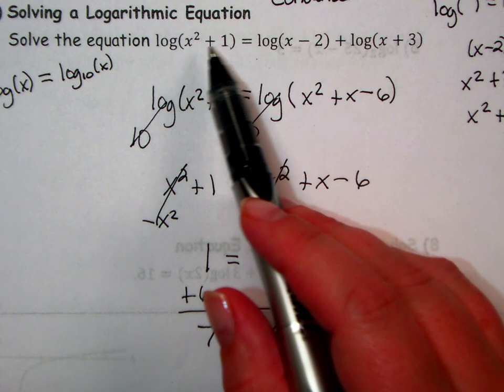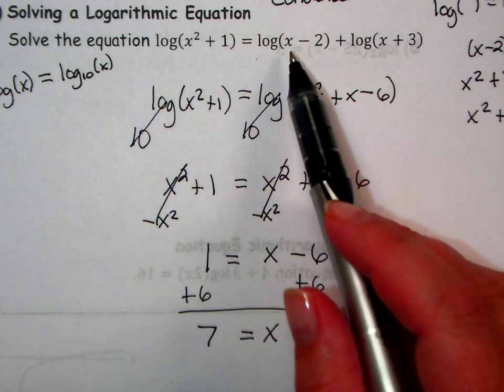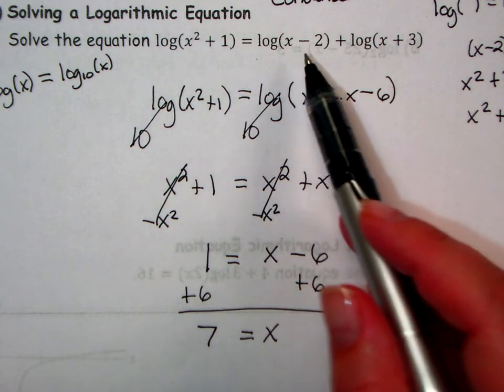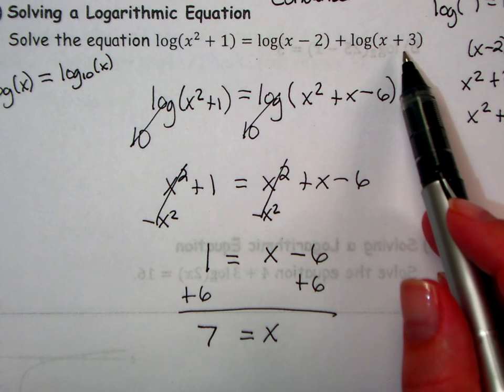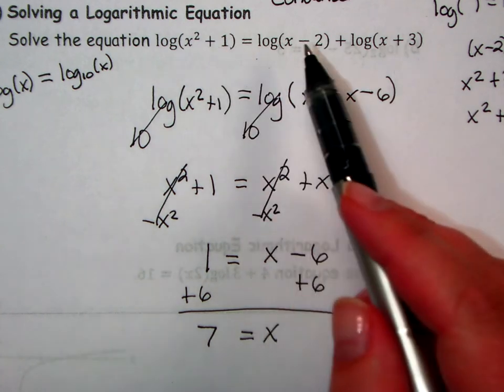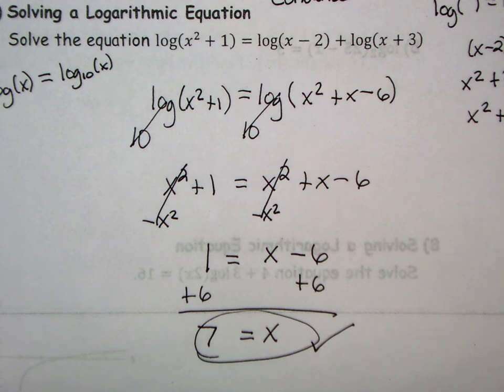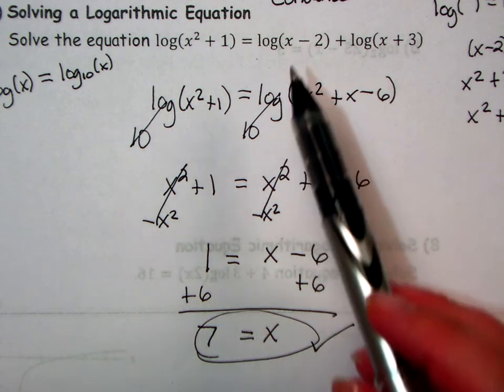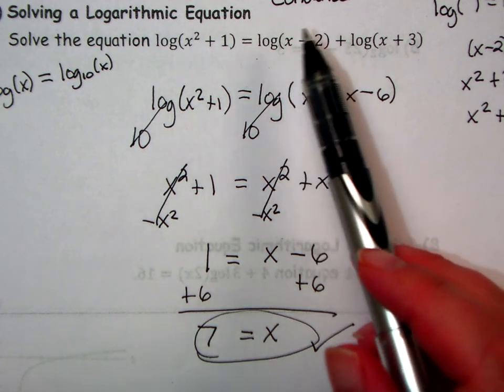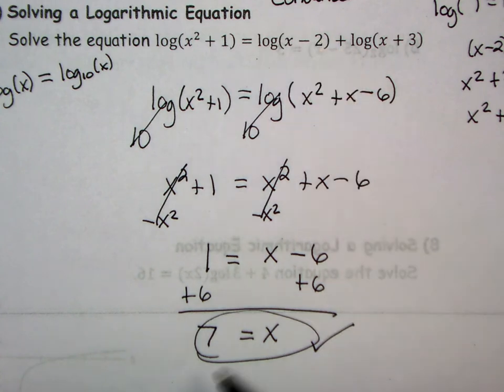So 7 squared plus 1 is 50. That's okay. 7 minus 2 is 5. That's a positive number. 7 plus 3 is 10. That's a positive number. So all these arguments stayed positive. I did check this, and this is a solution. Had 7, when I plugged it in, made one of these arguments negative, I would have to throw it out, and there would have been no solution to this logarithmic equation. So make sure you're checking your answer on a logarithmic equation.